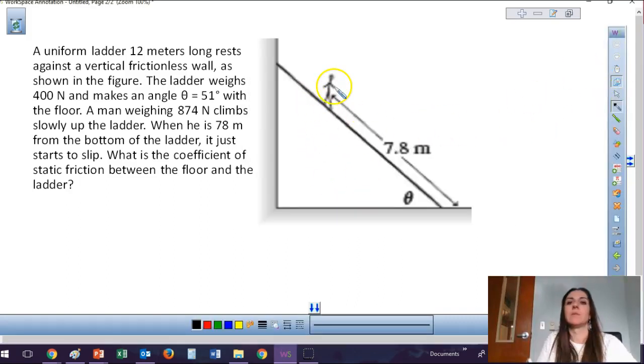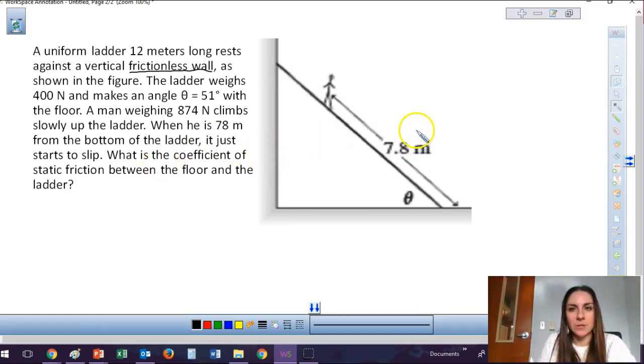So you can see we have this ladder right here, and it's leaning up against the wall, and the wall is frictionless. And then it says that this person starts to walk up this ladder, and then it just begins to slip. So the question is, what is the coefficient of static friction on the ground?